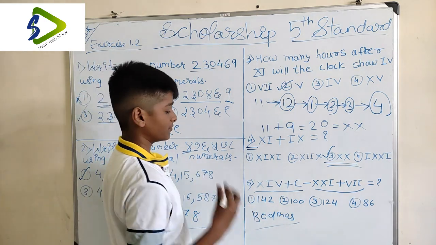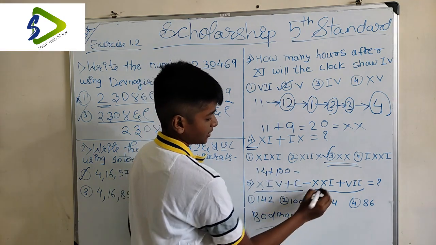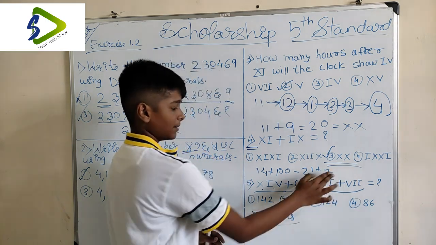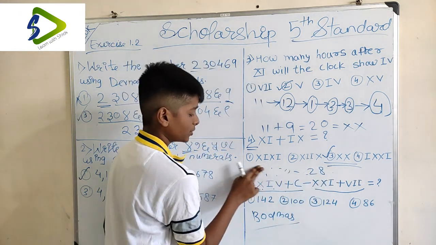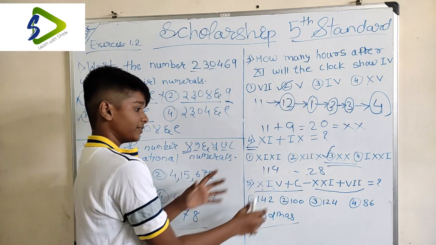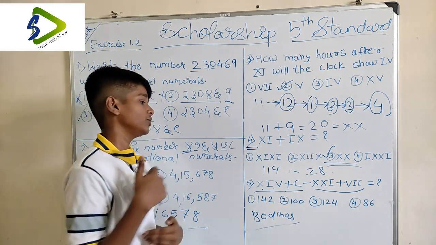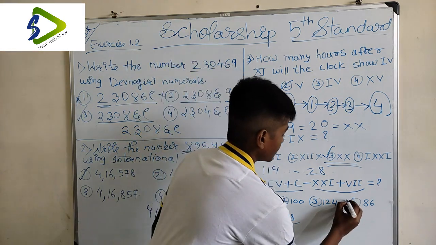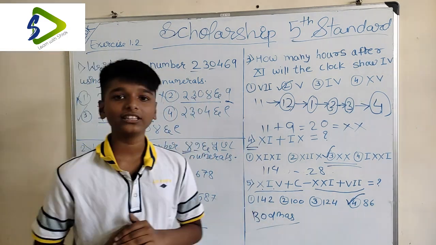Now first find the values. XIV is 14, plus C which is 100, minus XXI which is 21, plus VII which means 7. 21 plus 7 is 28; we can do addition simply in our mind. And 14 plus 100 is 114. Now 114 minus 28 is 86. I did it in my mind. If you can do it in your mind, do it. If you can't, do the normal subtraction, but you should learn to do it in your mind so you can solve fast. Therefore the fourth option is the right option, and we have solved 5 questions of exercise 1.2. So let's look at the next questions.